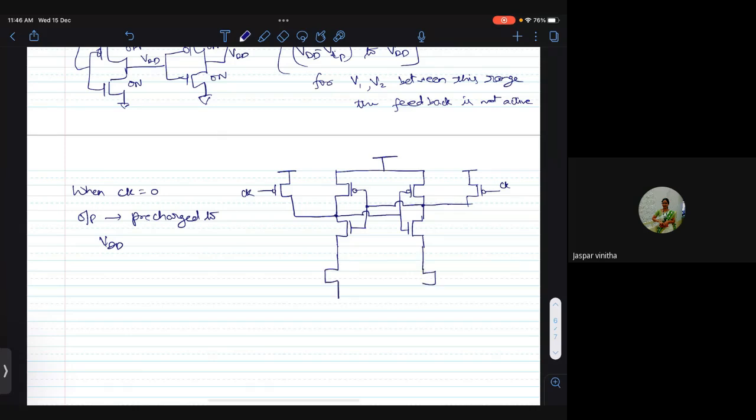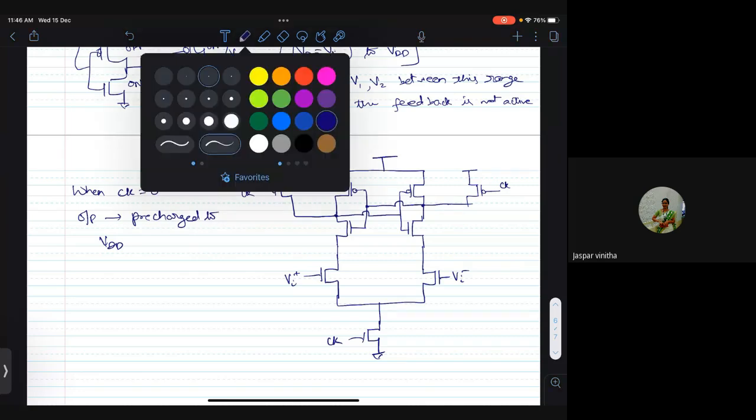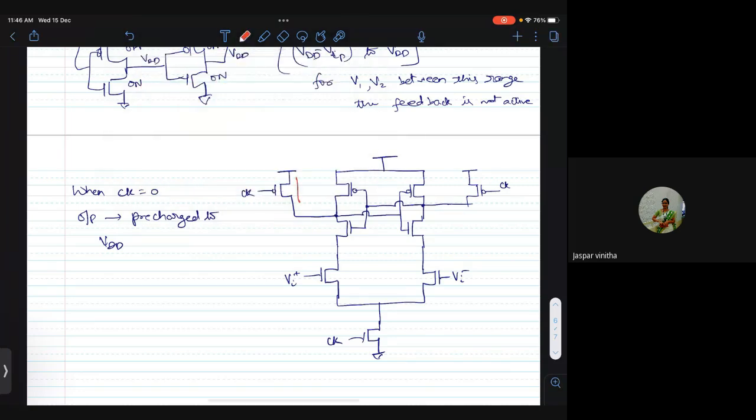slightly different from what I showed earlier. Okay, it's connected through the source of the inverters itself. So what happens here is, and this is of course again driven by the clock. Okay, so when clock is 0, this switch is on, this switch is on, outputs are charged to VDD, this switch is off, which means that inputs have no effect on the outputs and there is no discharge path.